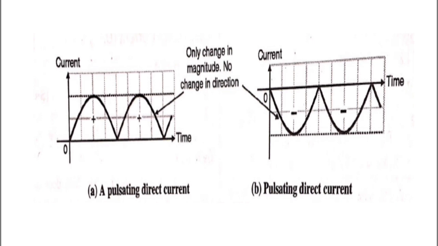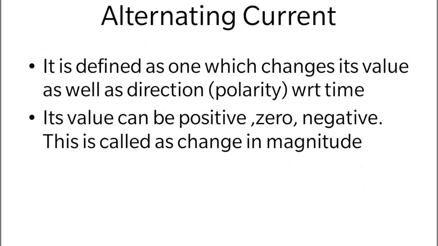As we can see, the first graph is the graph of pulsating direct current, where there is only a change in magnitude and no change in its direction, whereas alternating current is defined as one which changes its value as well as direction. That means it changes its direction as well as polarity with respect to time. Its value can be positive, negative, zero. This is called change in magnitude.